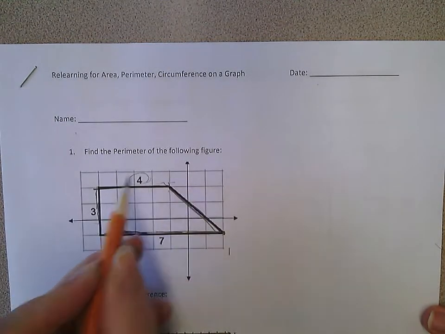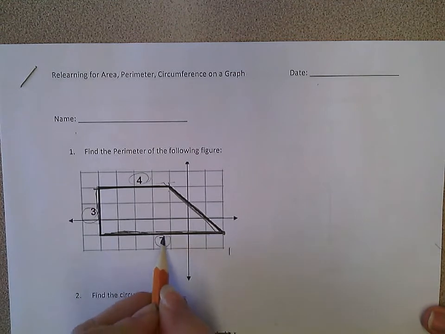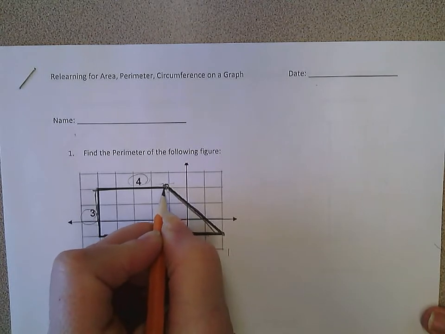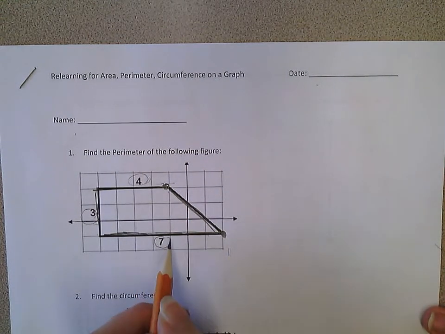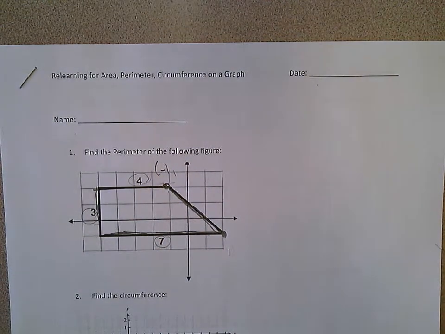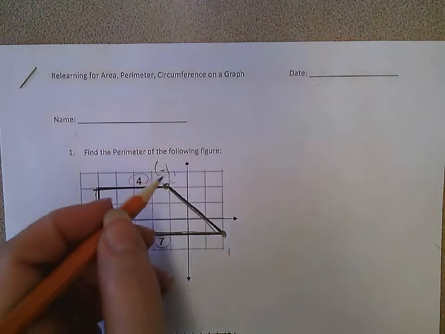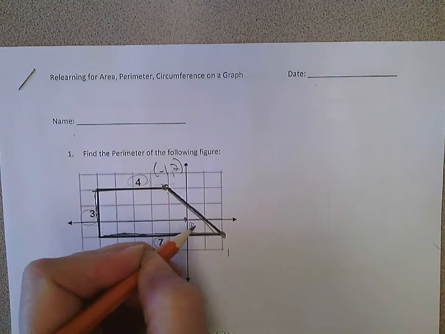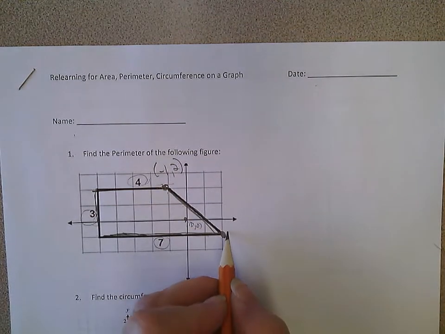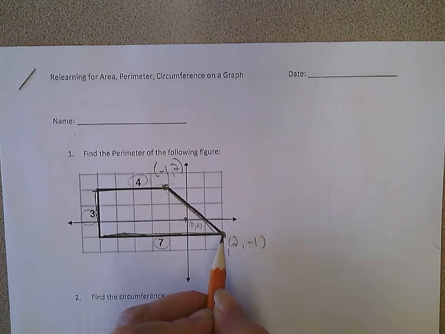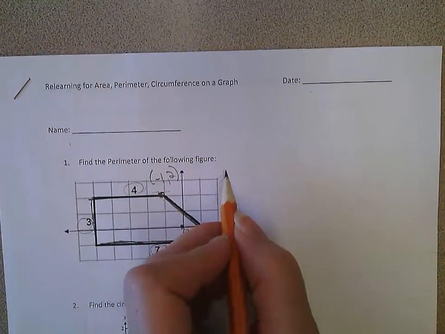Well, we can clearly see that this one's 4, this one's 3, and this one's 7. But this one on an angle is a problem. So we need to find the length. So first we find the points that are at the end of our line. This one here is -1 and up 2. This is our origin, our 0, 0, 1, 2. And this one over here is 2, -1, over 2 and down 1 unit. So to find this, we need the distance formula.